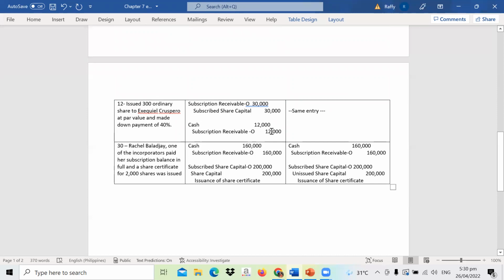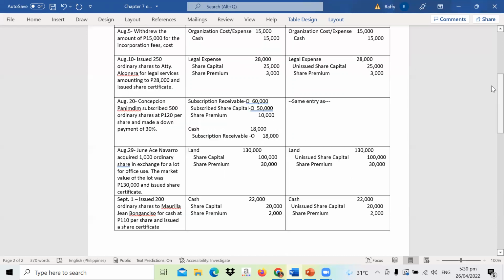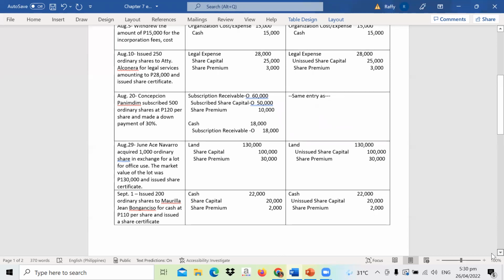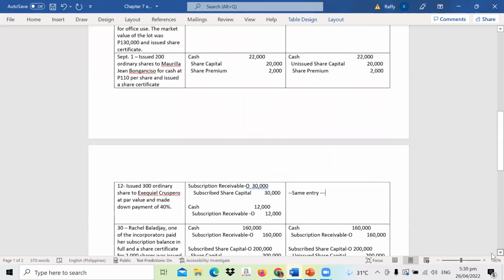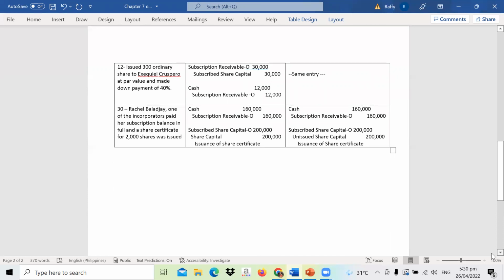By the way, I want to emphasize this one. Though I presented it this way, where I just put same entry, in your exercise later on, please copy the whole entry. You have to copy the whole entry. Do not just put same entry. Okay? So you have to copy the entire entry.